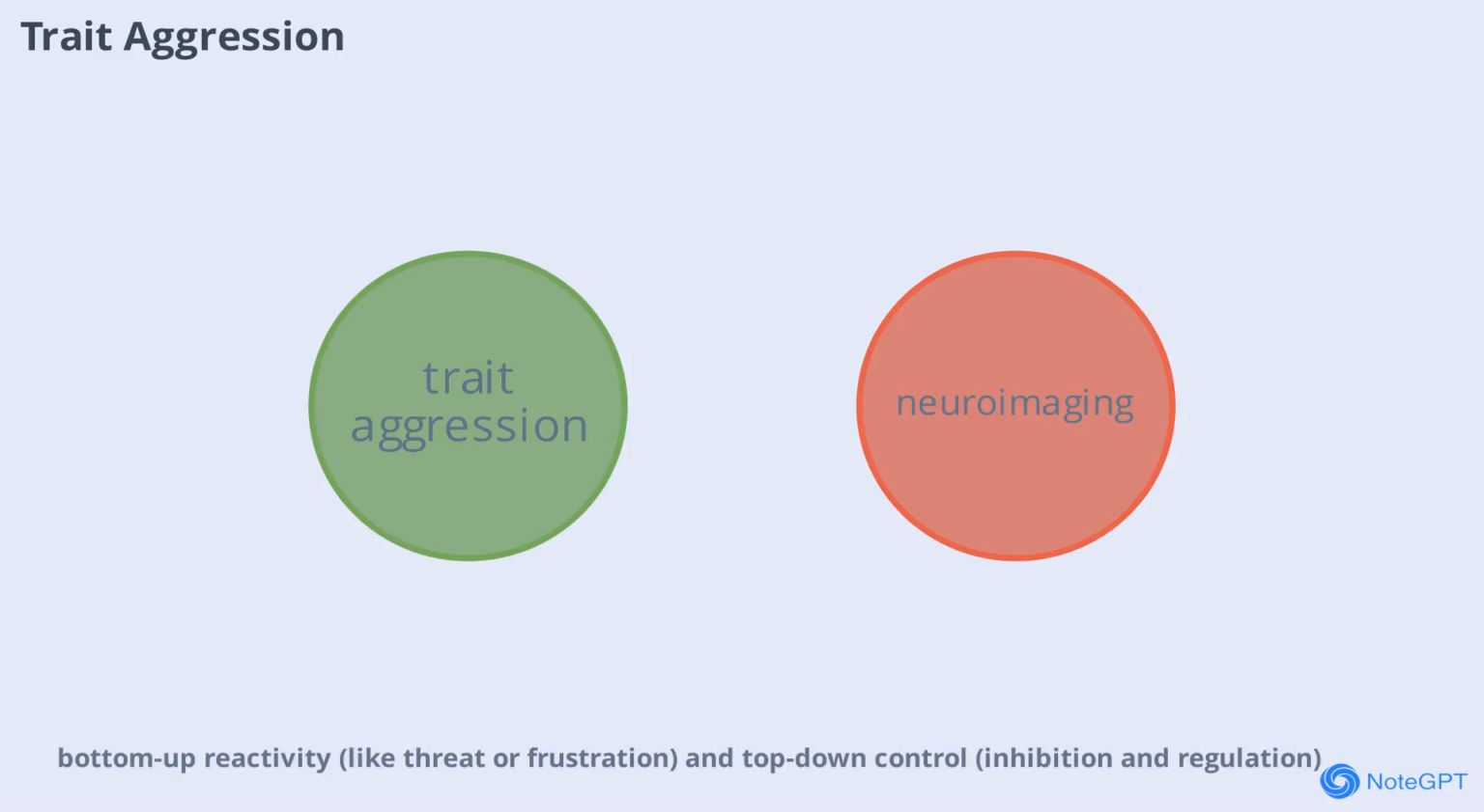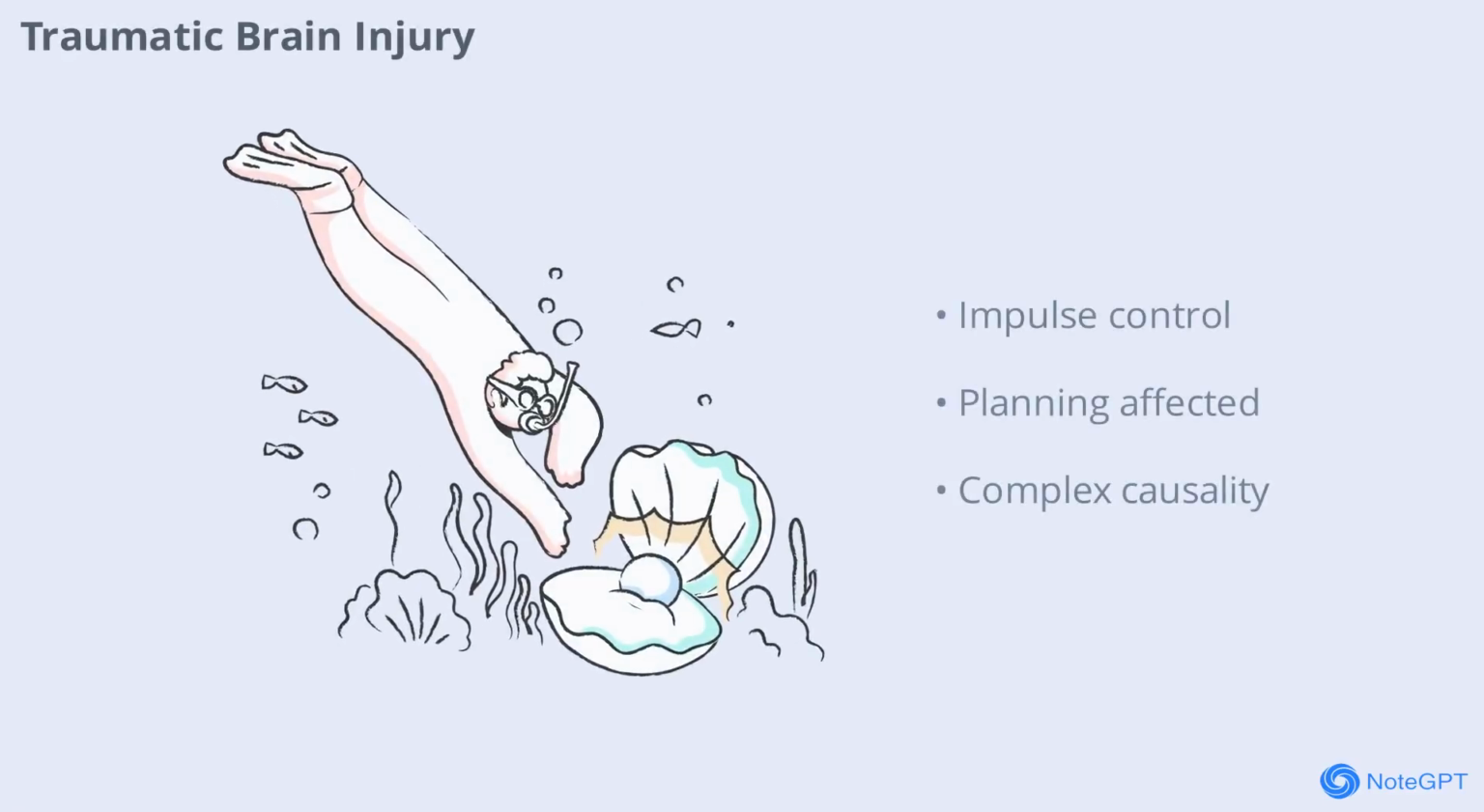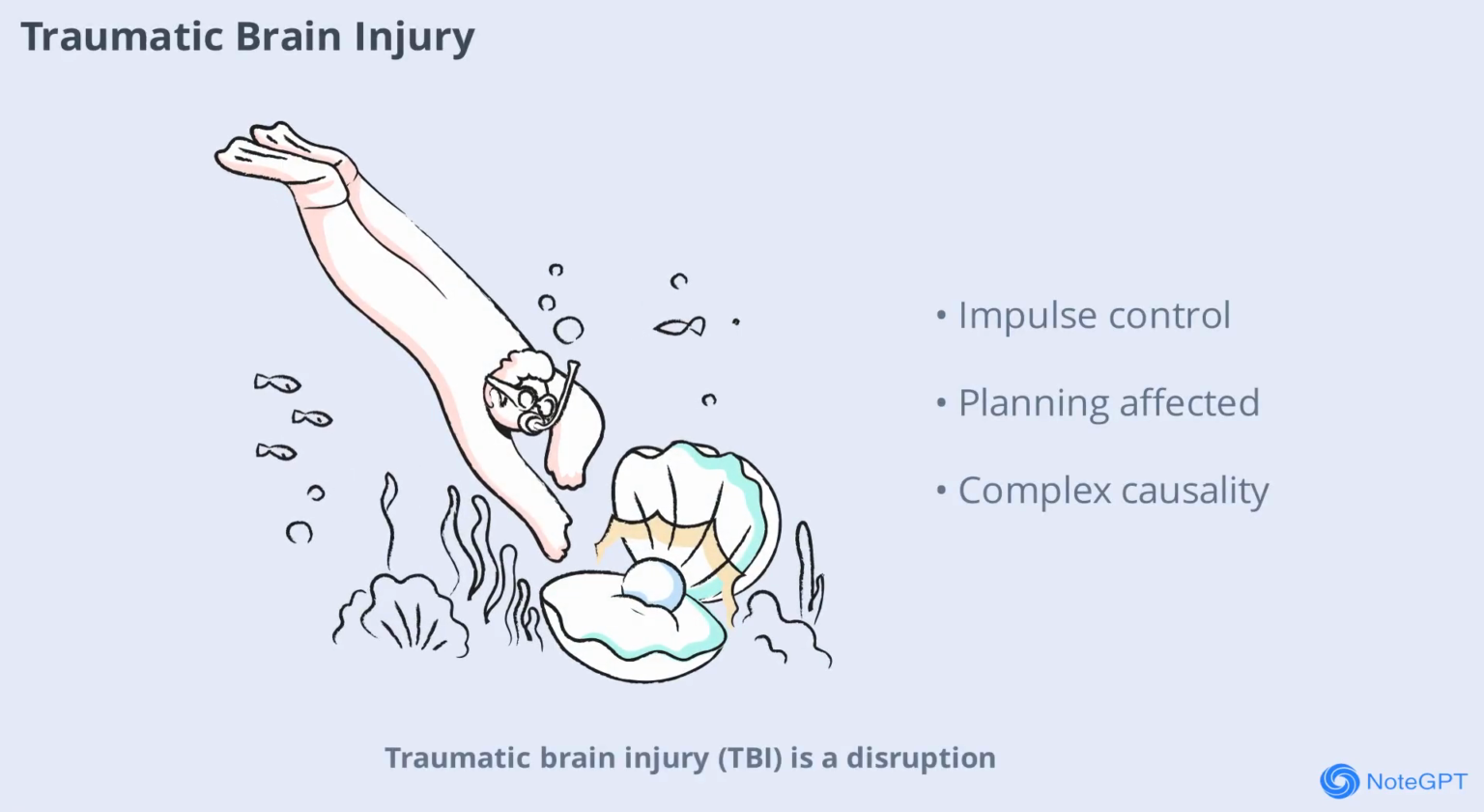Traumatic brain injury, TBI, is a disruption to brain function caused by external force. TBI is much more common among young offenders than in the general population, sometimes 3 to 8 times higher. TBI can impact frontal brain regions responsible for impulse control, planning, social behavior, and emotional regulation. However, it's important to note that causality is complex. TBI may increase offending risk, but risky lifestyles can also increase TBI risk.